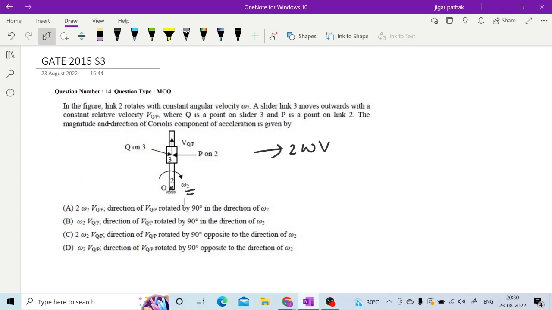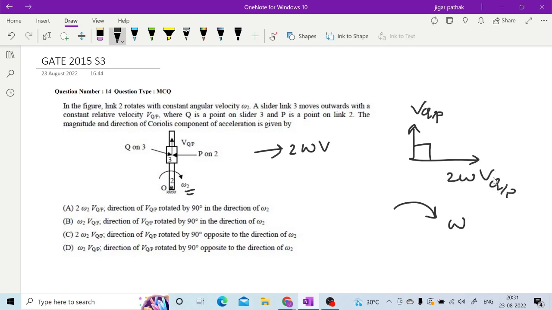Direction of omega 2 is inward in the plane. Direction of omega 2 is in the clockwise direction. These are all planar mechanisms only. The vector of omega 2 will be into the plane, sir. Omega 2 is having clockwise direction, so its vector will be into the plane. So rotating VQP in the direction of omega 2, that is into the plane, so it will be in the opposite direction? No. See, your VQP is like this. Your direction of omega 2 is this, clockwise. So you have to rotate this vector of VQP 90 degrees in the direction of this omega. So this is how you will get your 2 omega V.